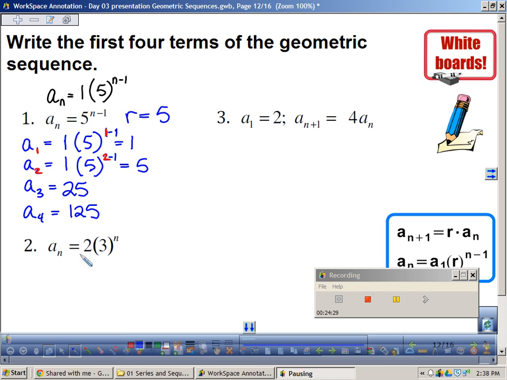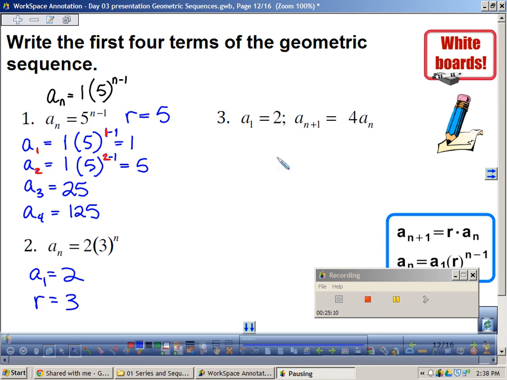Okay, let's pull pieces out of this. So what's a sub 1 on this one, class? 2. And what's r? I know, I'm just showing you. We're not doing it. I'm just pulling pieces out of it. This is always a sub 1. This is always r. So let's do this one. A sub 1 is 2. To find the next term, I multiply by 4. So what's r? 4.